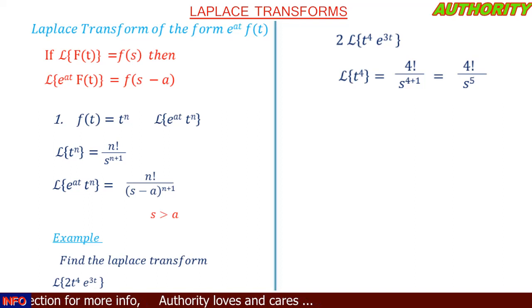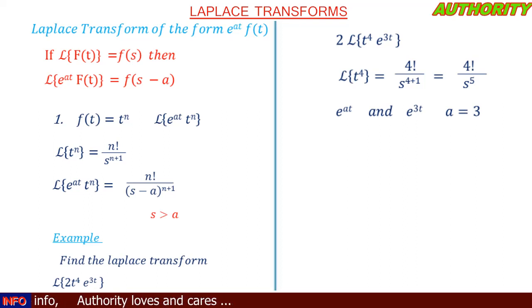In the property we just treated, we say when you have a function multiplied by e raised to the power of at. But in this case now we have e raised to the power of 3t. That is to say that our a is equal to 3. Hello. That is to say that our a is equal to what? 3. So anywhere we see s, we replace it with s minus 3 in place of s minus a.